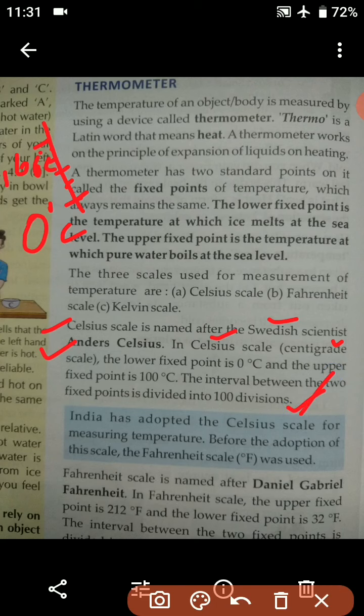Okay students, India has adopted the Celsius scale for measuring temperature. Before the adoption of this scale, the Fahrenheit scale was used, but now we use the Celsius scale, okay.